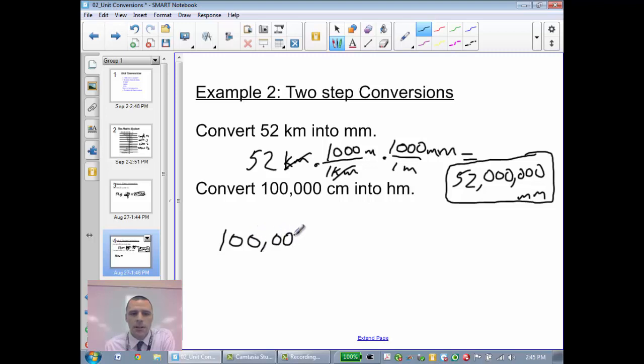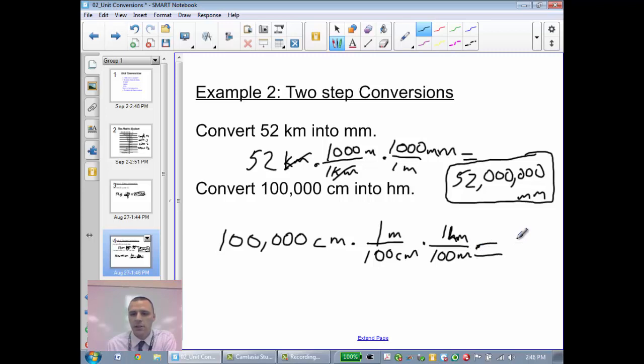It's going to be 100,000 centimeters. And first I want to get to just plain meters, the base unit. So there are 100 centimeters in 1 meter. And if you didn't know what the H was, the H is hectometer. So there are 100 meters in 1 hectometer. So I'm dividing 100,000 by 100 and then 100 again, and we end up getting an answer of 10 hectometers.